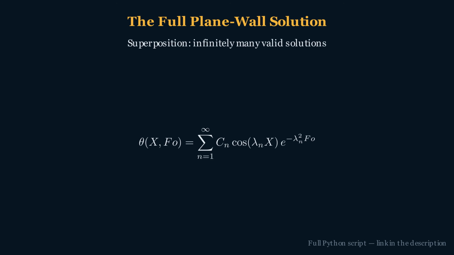Every lambda n that solves the characteristic equation gives a valid building block solution. Because the heat equation and both boundary conditions are linear, any sum of these building blocks is also a valid solution, so the true general solution is the infinite sum over every mode, each with its own coefficient Cn still to be determined.